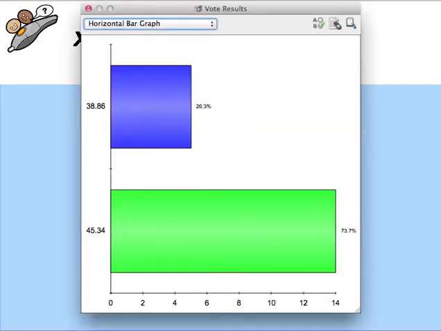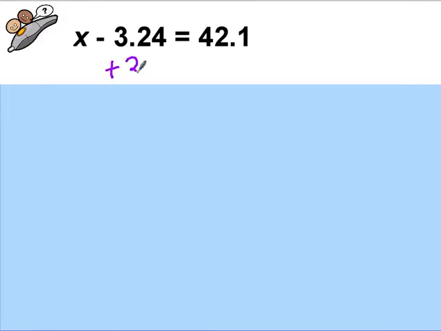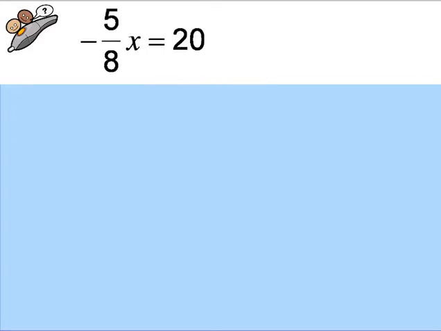Sorry. 45.34, good job. What you need to do here to solve is you need to add 3.24 to both sides. Okay? All right, let's look at this next one. Negative 5/8 times x equals 20.